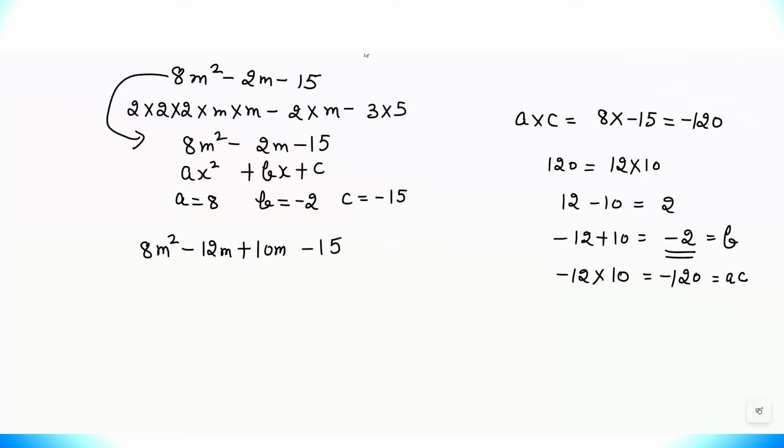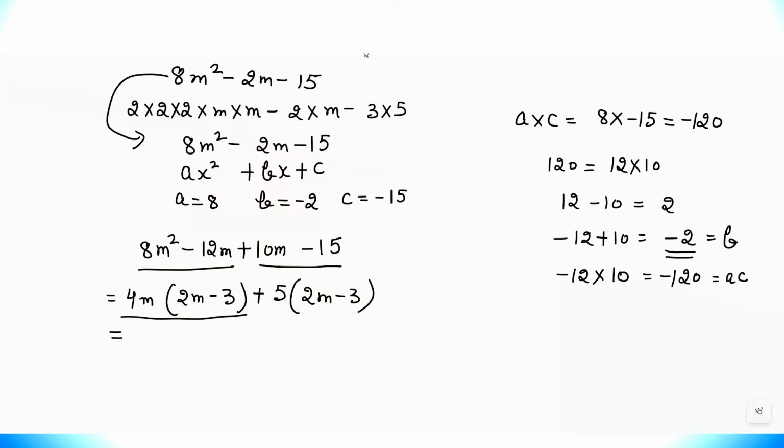From the first two terms I can take 4 common. I write here 4. Then m also I can take common. What is left? 2m minus 3. Similarly, from the next two terms, I can take 5 common. What is left? 2m minus 3. Now, this is the first term. This is the second term. 2m minus 3 is common. What is left? 4m plus 5 is left. So this is how you can factorize different algebraic expressions in different ways.